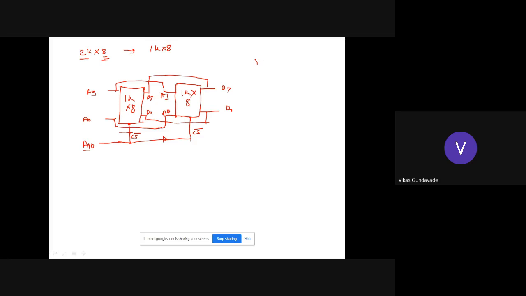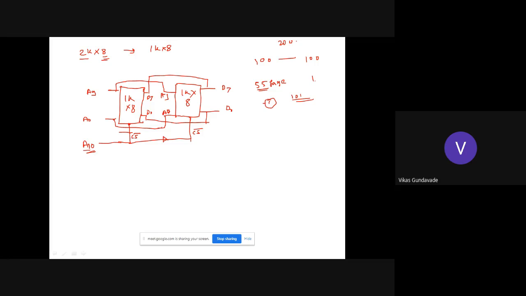So if the first book has 100 pages and the second book has 100 pages, and I am binding them together, it makes 200 pages, right? Now, if I want to read the data from the 55th page, I need not open the pages beyond 100. That means from 101 onwards, I need not open. So I only need to open the first book. That will get enabled by this chip selection.